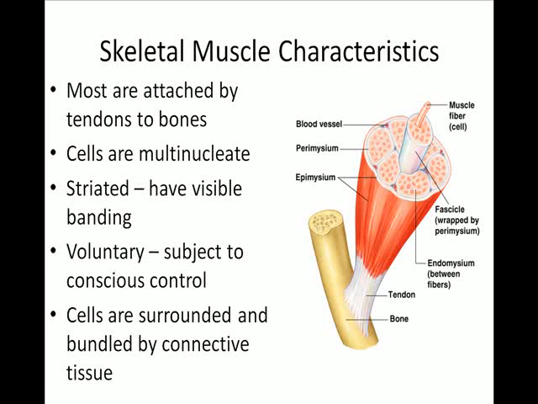Skeletal muscles are striated. If you look at a histology section under the microscope, they have bands or stripes, light and dark stripes. Those are due to the structure of the proteins in the cell. Skeletal muscle is voluntary. What that means is I can think, I want this muscle to contract, and it will contract. I can think, okay, I want to move my little finger, and my little finger moves.